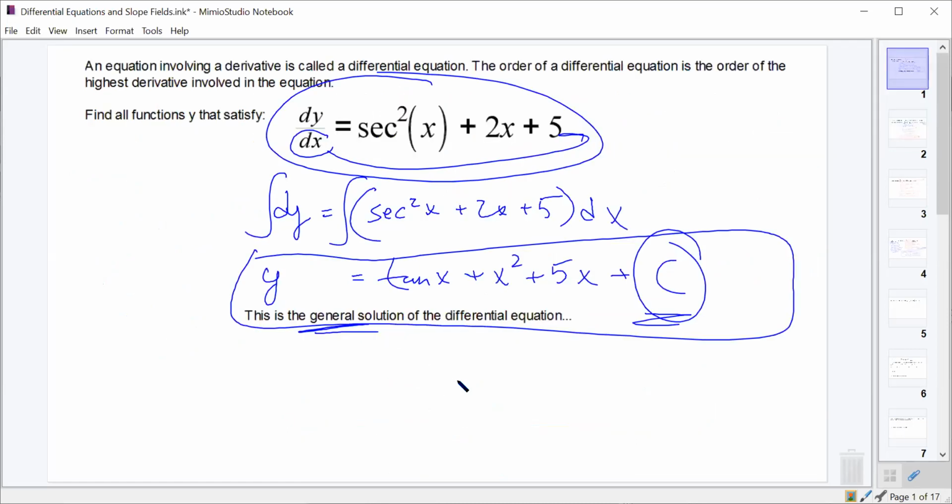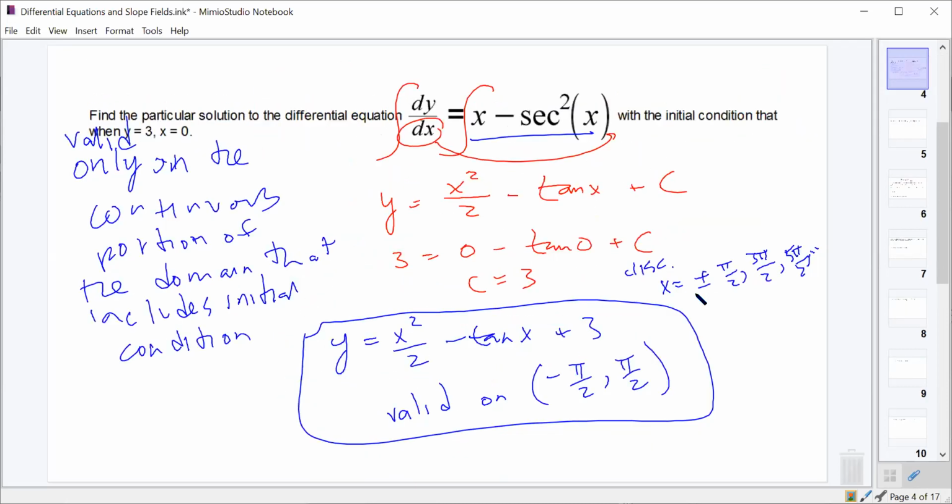This one had a discontinuity, but we weren't looking for a specific solution. So we don't have to worry about the discontinuities on that one either. We got any value C. But here, between negative pi over 2 and pi over 2, it's got to be plus 3. Any other pieces of the domain, put any constant you want. But this is the solution that we will write down.